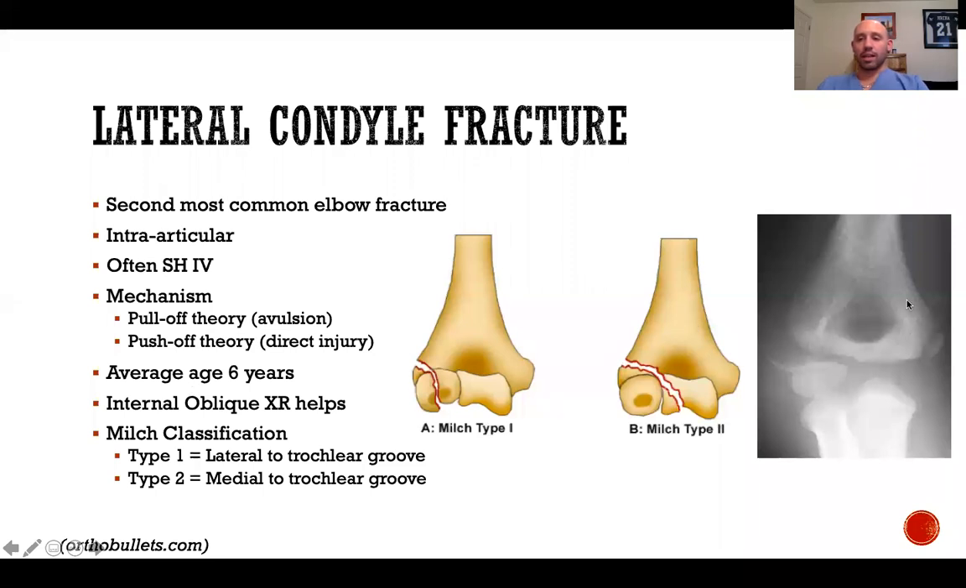When you're looking in the emergency room, the internal oblique x-ray is going to help you because the lateral condyle is a posterior lateral anatomic region. So by doing an internal rotation, that's going to show you your most displacement, and that's going to aid in your treatment.